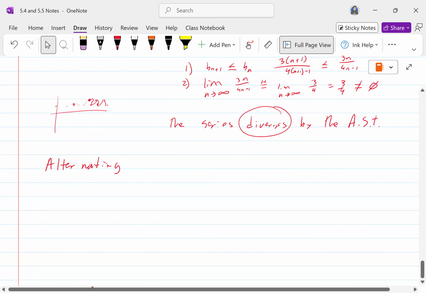Let's talk about the alternating series estimation theorem.